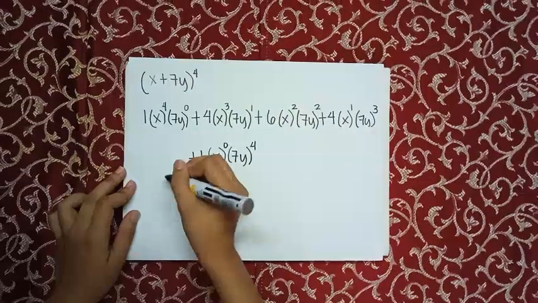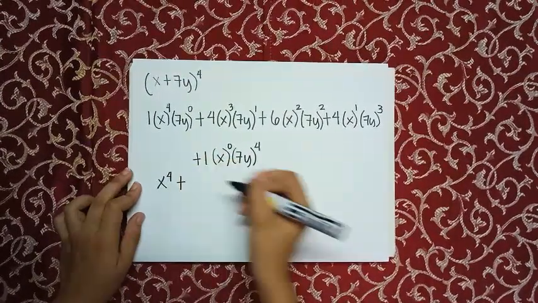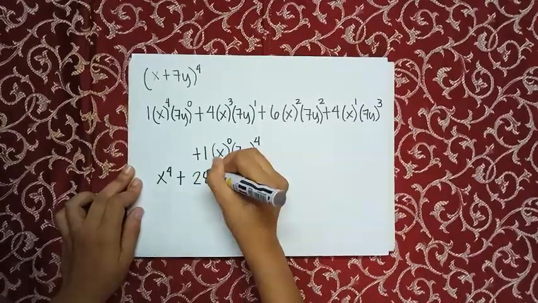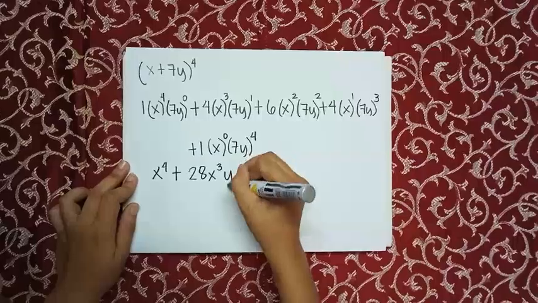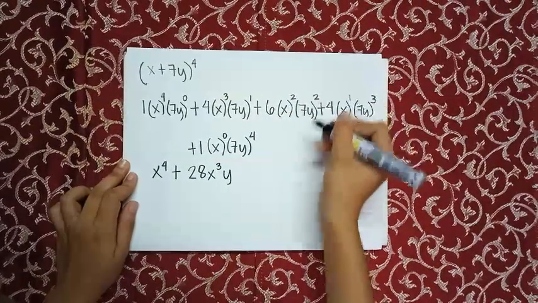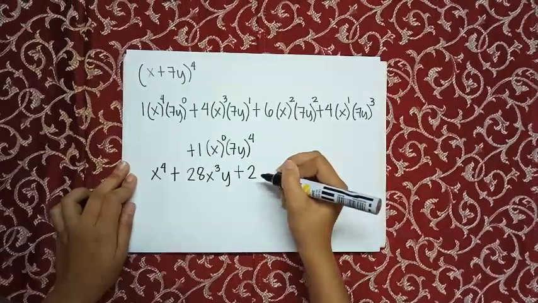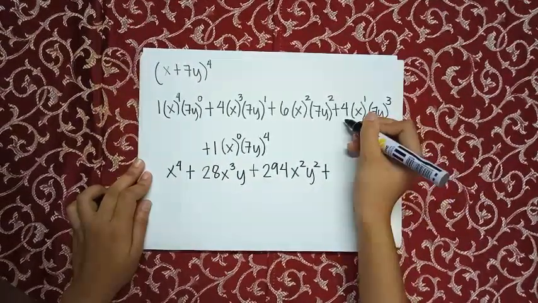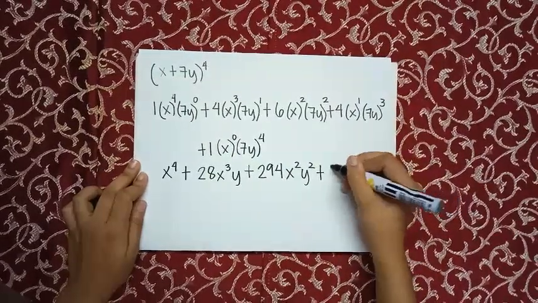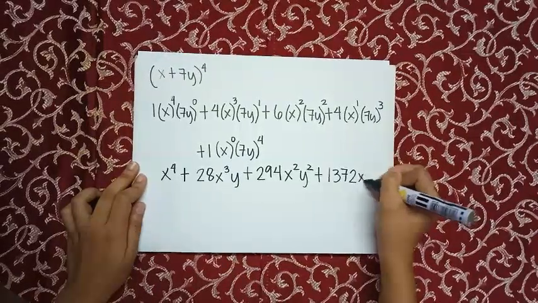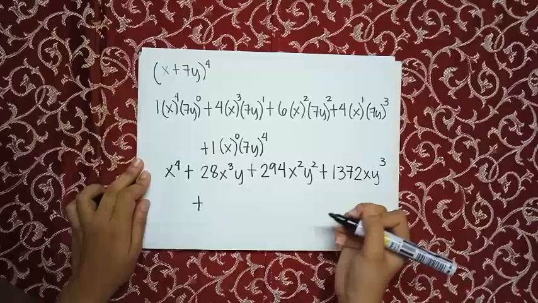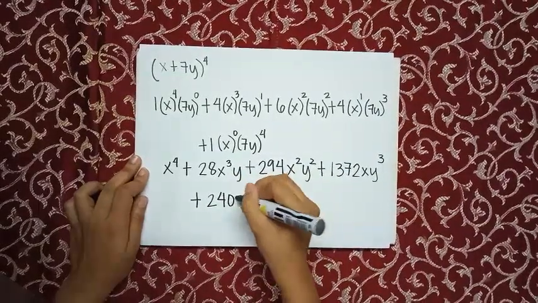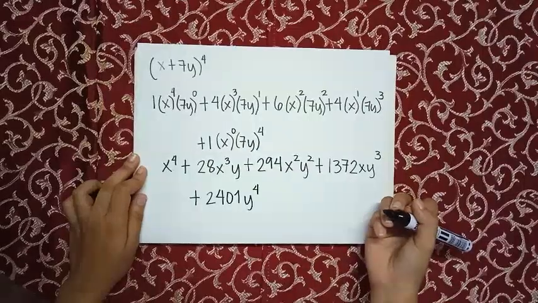For the first, we'll have x raised to 4, plus 4 times x cubed times 7y raised to 1, we get 28x cubed y, plus 6 times x squared and then 7y squared, we get 294x squared y squared, plus 4 times x raised to 1 and then 7y raised to 3, we get 1372xy cubed, plus 1 times x raised to 0 and then 7y raised to 4, we get 2401y raised to 4.